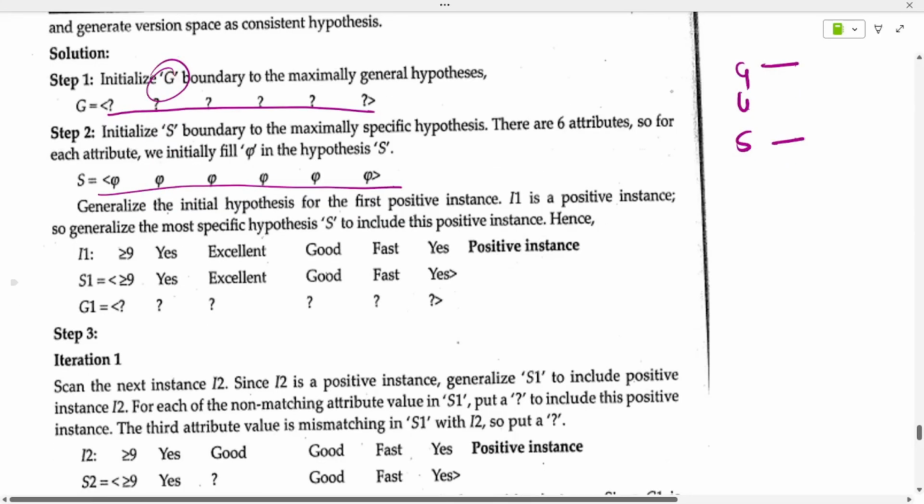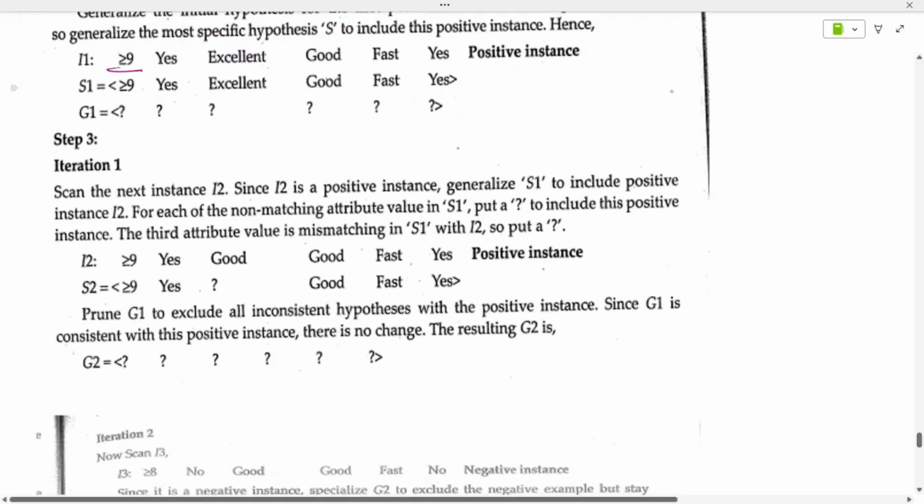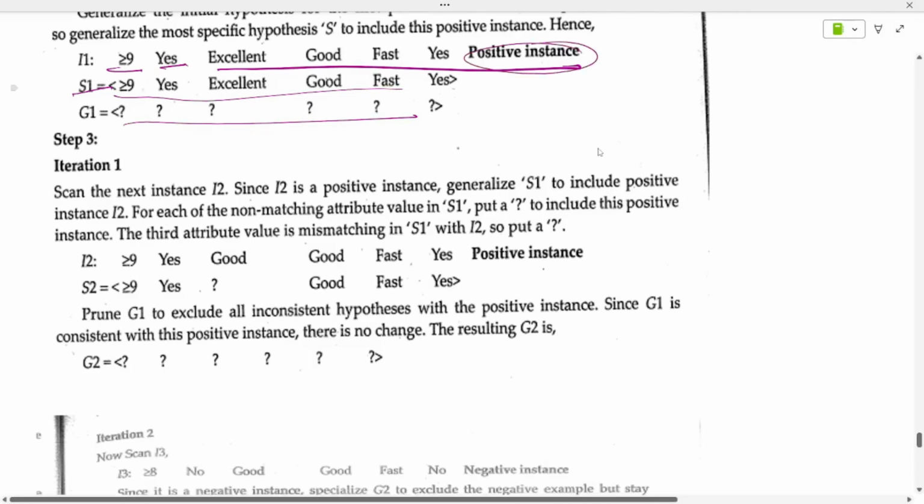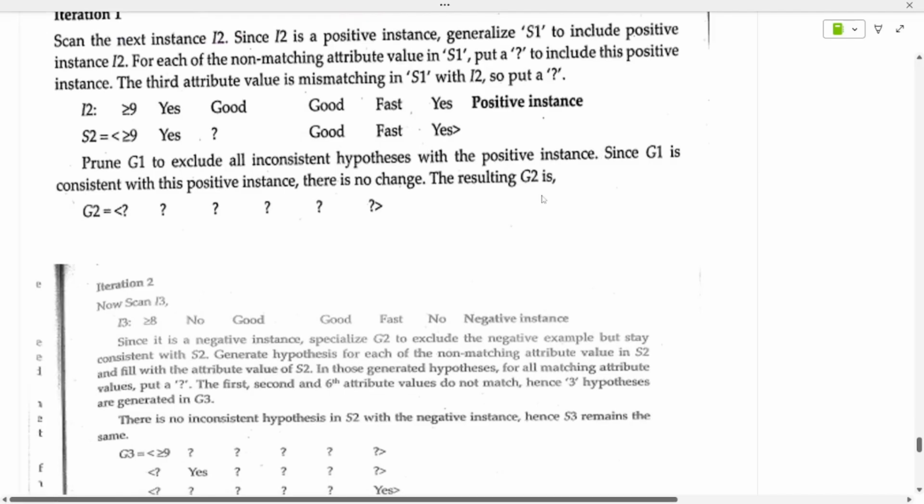Next you will be taking question mark, and yes, you will be updating it as null, and the first instance you will be taking greater than or equal to 9, what they have given, it is a positive instance. Okay, now you will be replacing S1 with the same value, and G1 will be question mark as it is, because there is no change, it is a positive instance. And if a negative instance comes, the G will be changing.